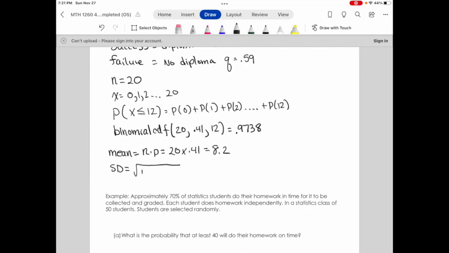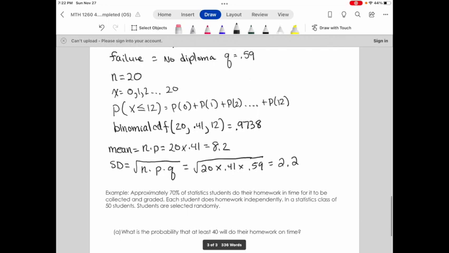Now for the standard deviation, we take the square root of n times p times q. So we're going to take the square root of 20 times 0.41 times q, which is 0.59. When we do that, we're going to get approximately 2.2. And so there's our standard deviation for this binomial distribution.